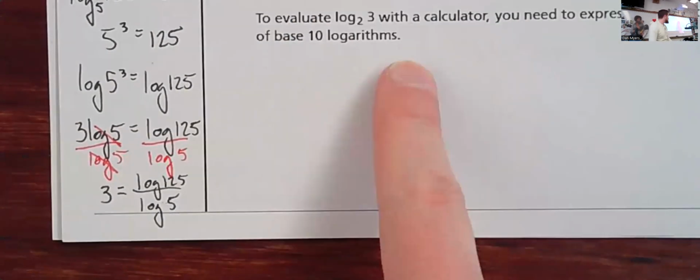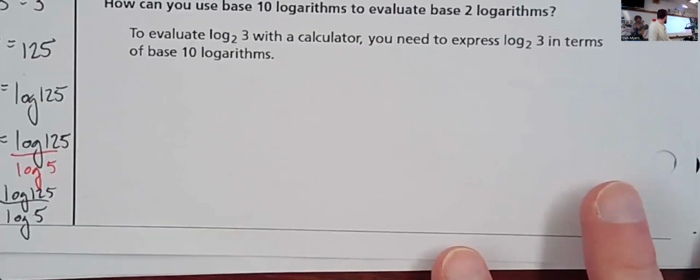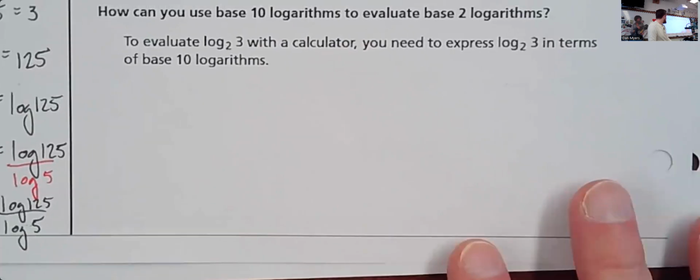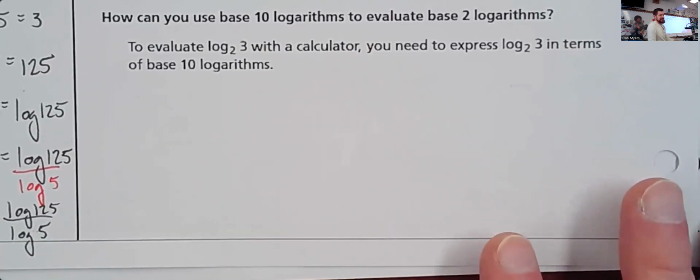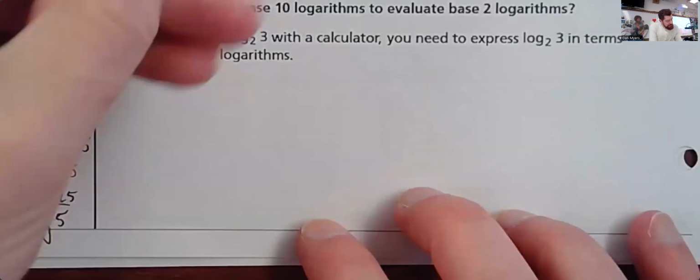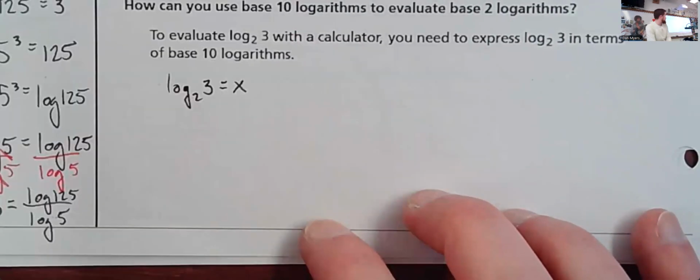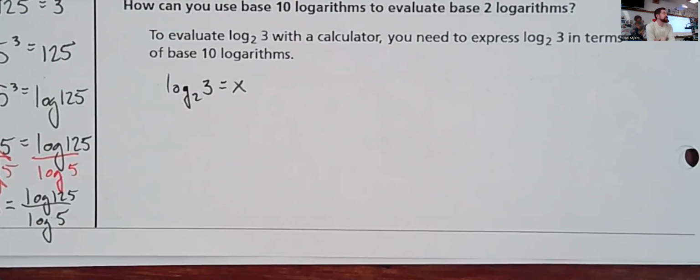So let's try this one. It says to evaluate on the calculator, you need to express it in terms of base 10 logarithms. Not true with this calculator, but with a lot of calculators, it is true. So let's just write log base 2 of 3 is equal to, let's just call it x. Log base 2 of 3 equals x. So we're going to do the same thing on this problem that we did on the last one. We're going to use algebra again. Then I'm going to ask if you notice any patterns based on our first example here and this one that we're doing right now.